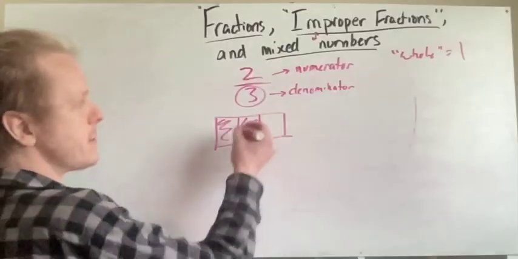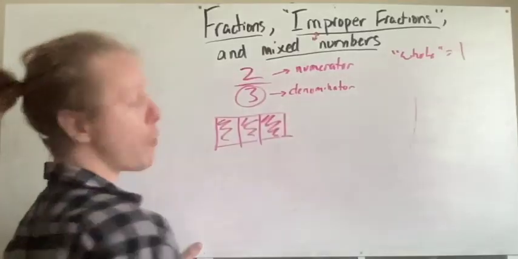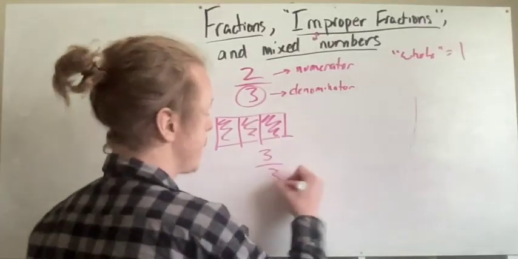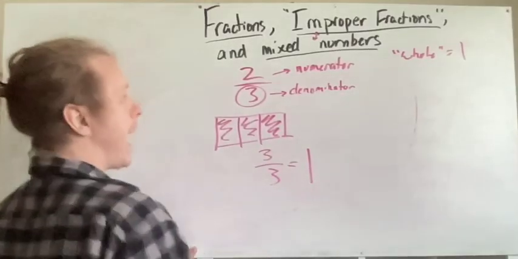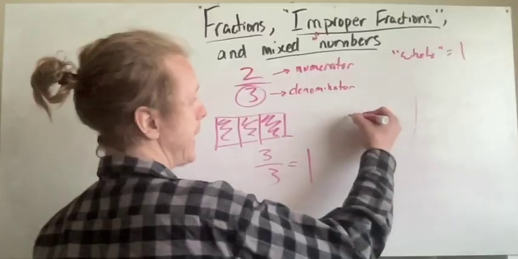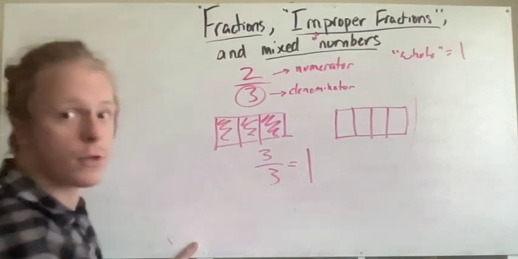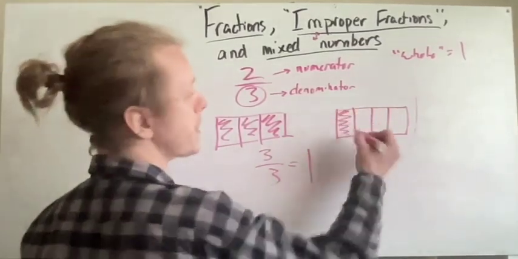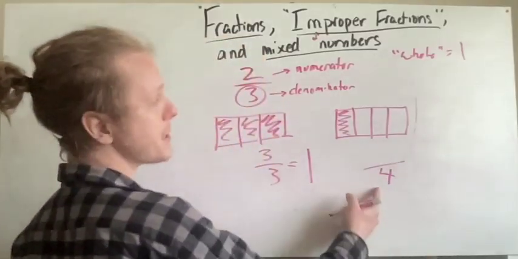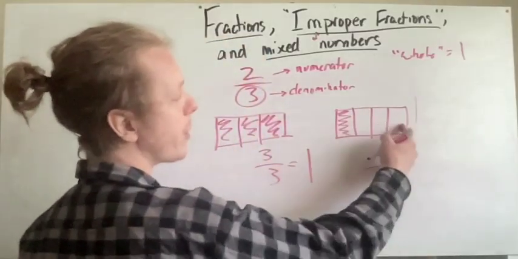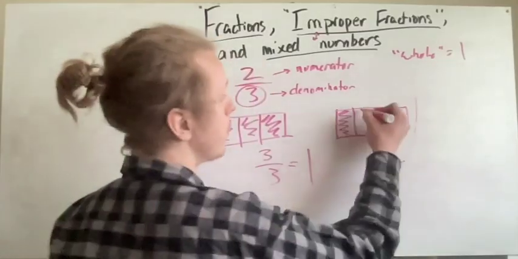How many of these equal parts would I need to have a whole chocolate bar? I would need all 3 of those. 3/3, and that's equal to 1 whole. I could take that same chocolate bar and instead, what if I broke it into 4 equal parts? Well, what does this fraction represent? My denominator is going to be 4. Why? Because I broke my whole into 4 equal parts, and of those, how many do I have? 1 of them.